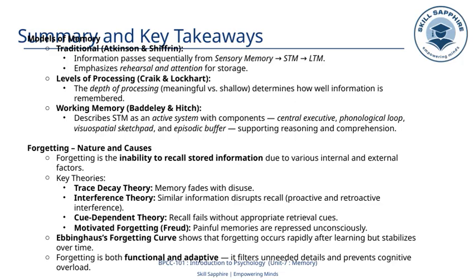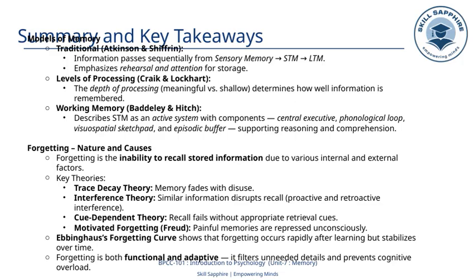This model describes short-term memory as an active system composed of different components: the central executive, phonological loop, visuospatial sketchpad, and episodic buffer that work together to support reasoning and understanding. Moving on to forgetting, it's important to recognize that forgetting is simply the inability to recall stored information, and it can be caused by various internal and external factors.